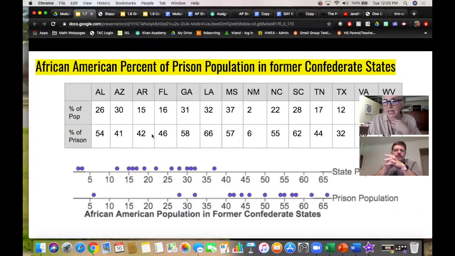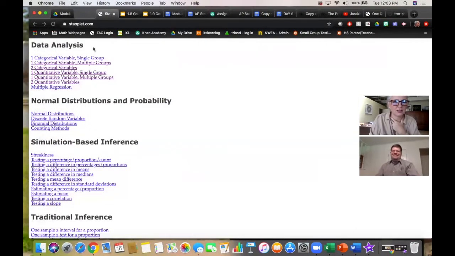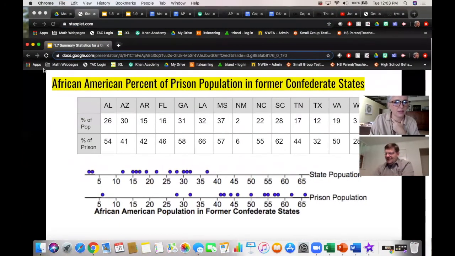You can see how many tabs I have open here. I just lost it. There we go.